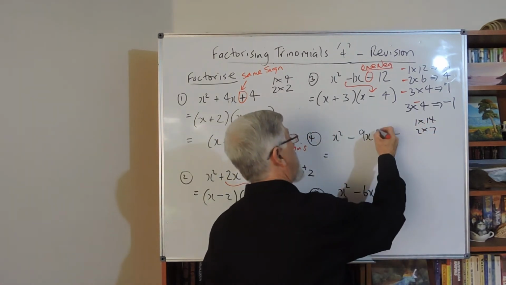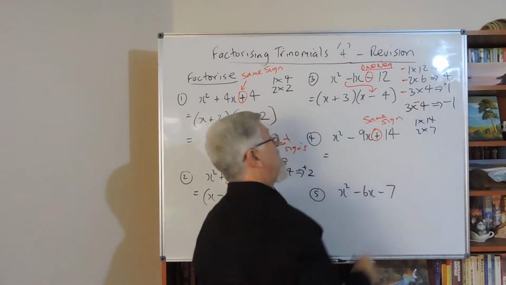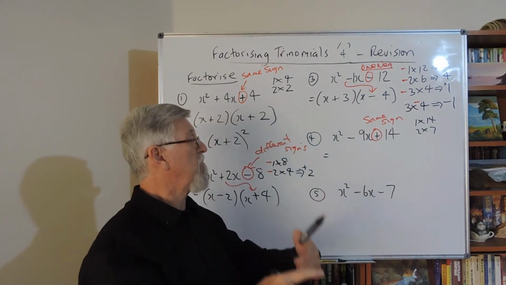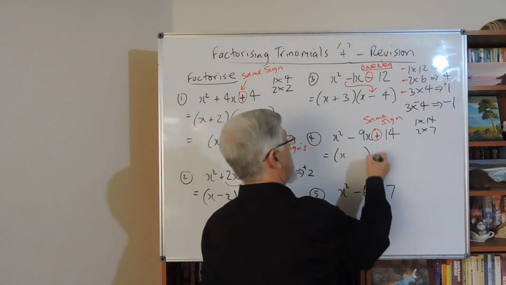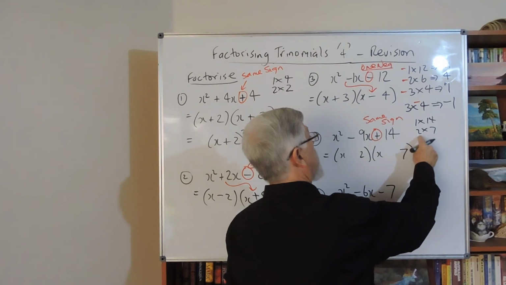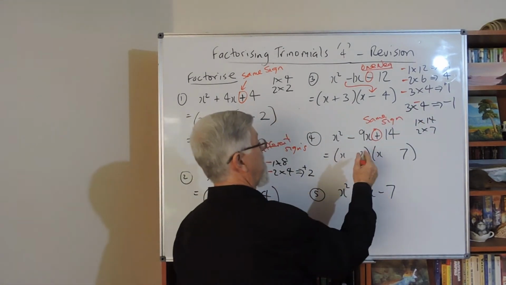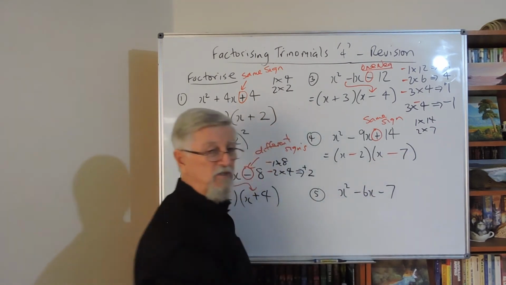To me, this is the easiest of the lot. They're the same sign, because 2 negatives will make it positive. So let's have a look at it. That's got to be an x and an x. It has to be a 2 and a 7, because 2 plus 7 will give us the 9. This tells us they're both negatives or both subtractions.